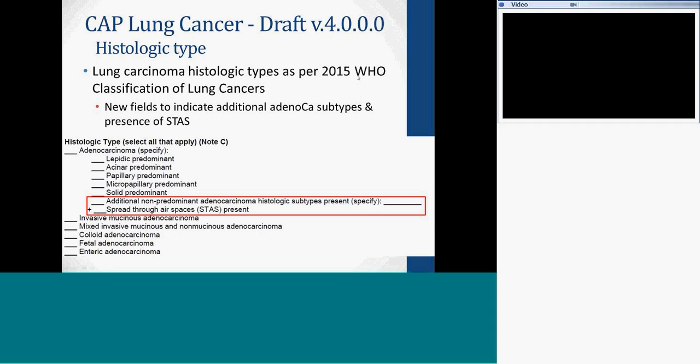However, there have been a few things that have been added. First of all, there's a new field to allow specification of the different non-predominant adenocarcinoma histologic subtypes that are present. And really, this is important because now that we're going to be needing to estimate the invasive tumor size based on the invasive components, it'll probably be important to have some sort of documentation of the non-predominant histologic subtypes that were used to do that calculation. And then an optional field here as well to indicate the presence of spread through air spaces.